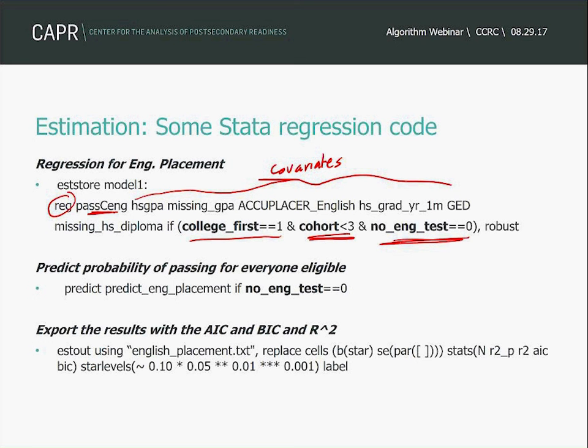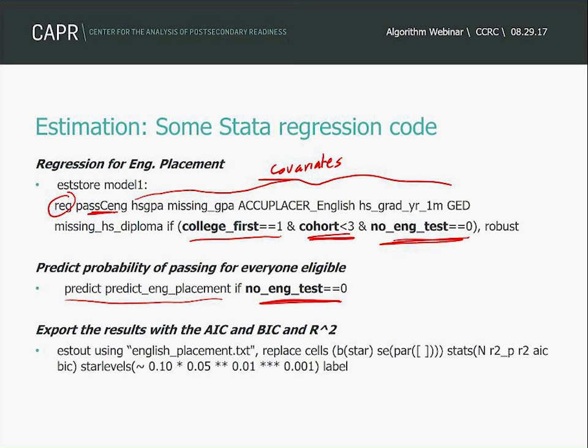So we run this regression. This is just a least squares regression. We can then predict the probability of success for everybody once we have the regression. So this generates a prediction, a probability of success for everybody in the sample, even those we didn't run this regression on. We still restrict it to those who are eligible to be placed, meaning that in this case, they took the placement exam.